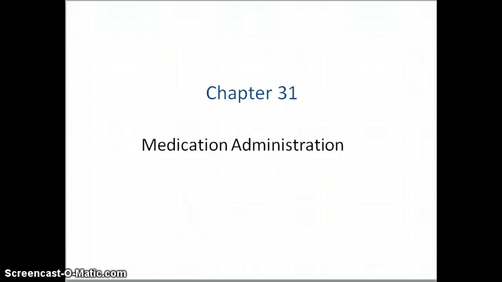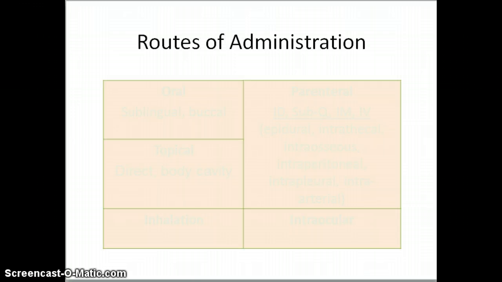This is Chapter 31. When we look at the routes of administration, it's for the prescribed medication. It depends on the properties, the desired effect of the medication, and then the patient's physical and mental condition. The route of administration for a hospice patient might be topical because they're unable to swallow and they're unresponsive. For a patient that has nausea and vomiting, we may administer a medication rectally.